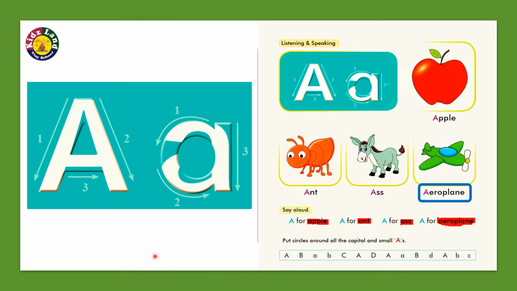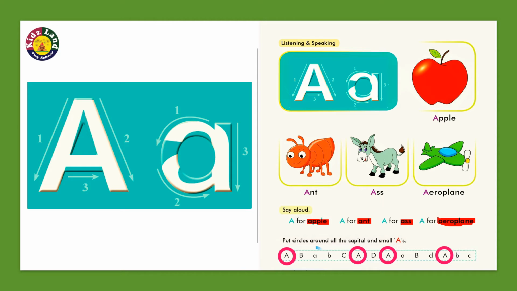In this page, we are talking about the alphabet A, so we'll be dealing with A. First, I'll circle all the capital A's and then we'll go for the small letter A, okay? Now, circle the capital A. 1 capital A, 2 capital A, 3 capital A, and 1 more is left out, and the last 4 capital letter A's are found.